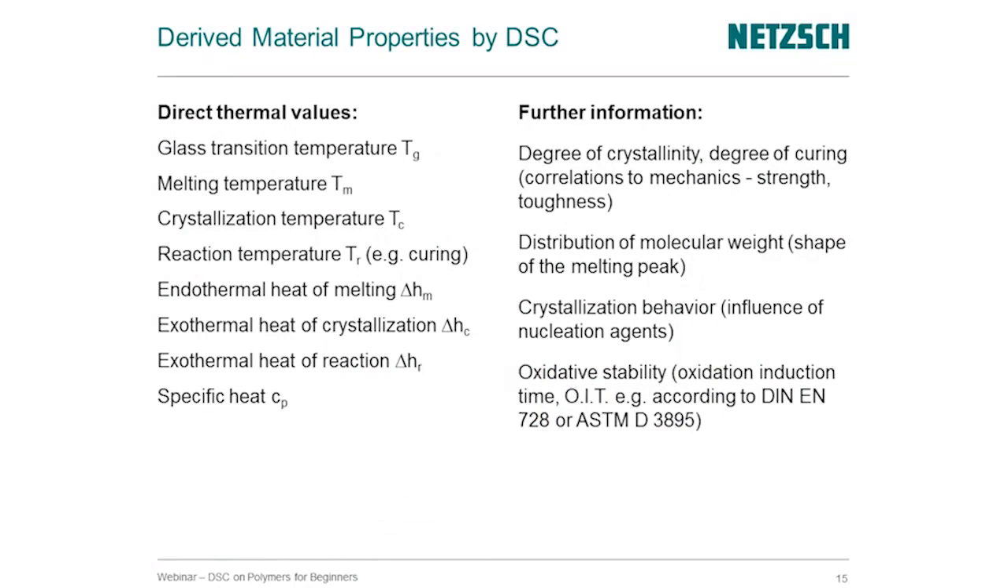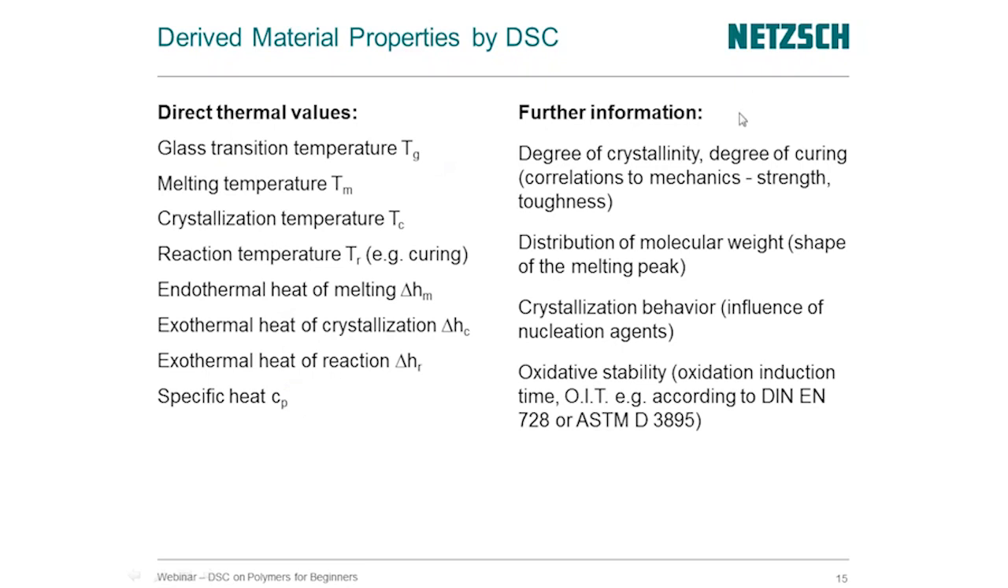Some of the things that we can derive in terms of material properties by DSC, we can get direct thermal values like the glass transition. We'll talk about that in a little bit more detail in a few minutes. That's where the material goes from a more rigid to a more pliable, a little bit more flexible state. Melting temperatures, crystallization temperature, reaction temperatures, endothermal heat of melting. We just talked about that with this example of the indium metal. Exothermal heat of crystallization, exothermal heats of reaction, and also specific heat capacity.